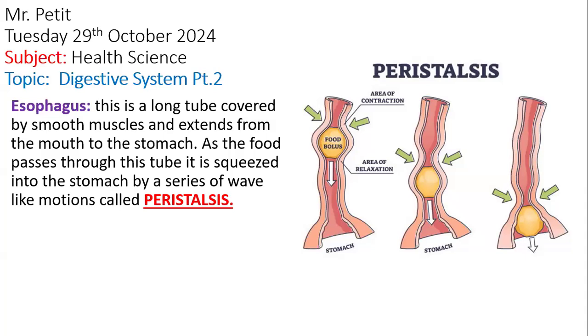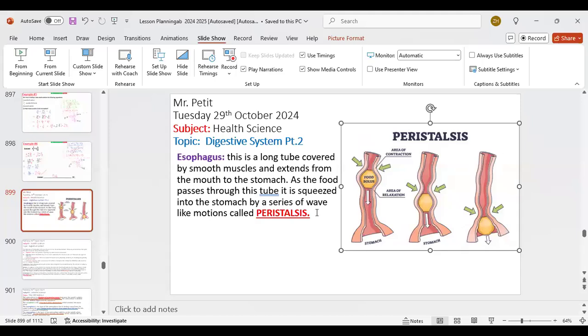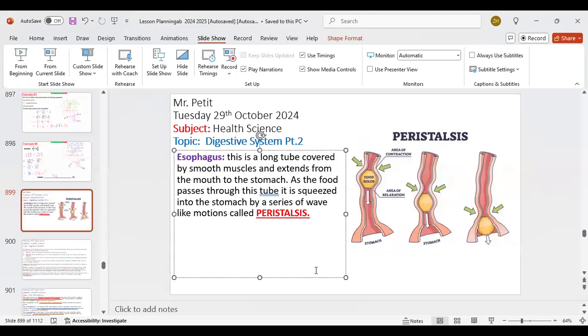Crispin Roberts, are you writing this down? Where's Crispin? Yes, sir. Okay. What do we call the series of wave-like contractions that pushes the food down? Crispin. The peristalsis. Okay, so that's it with the mouth.